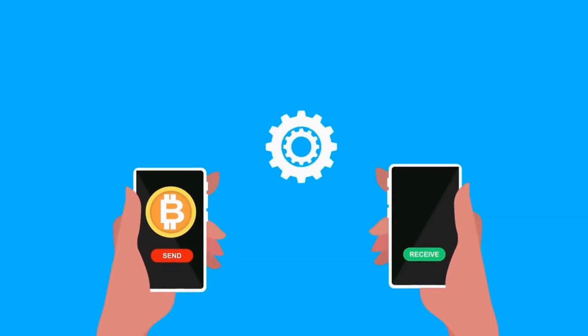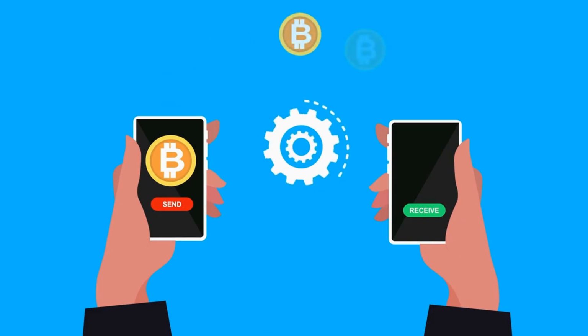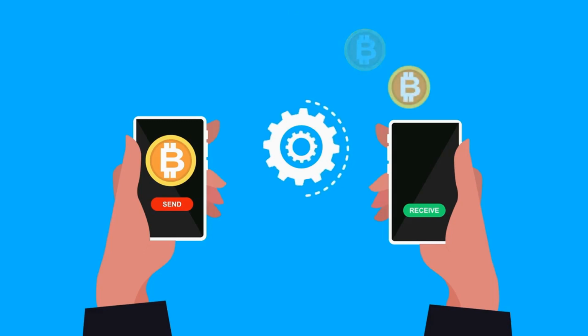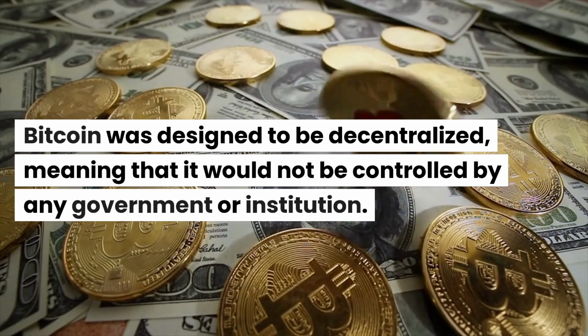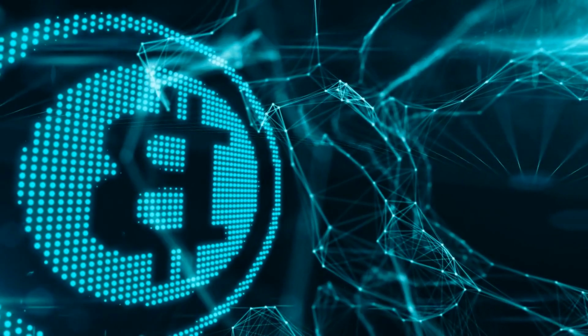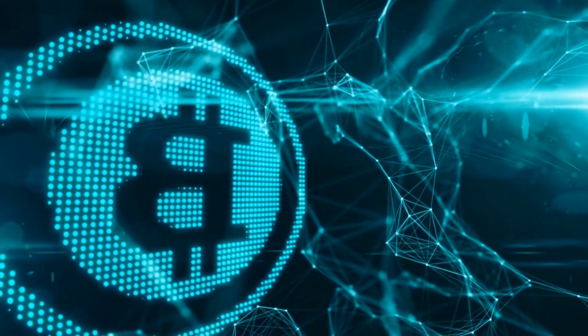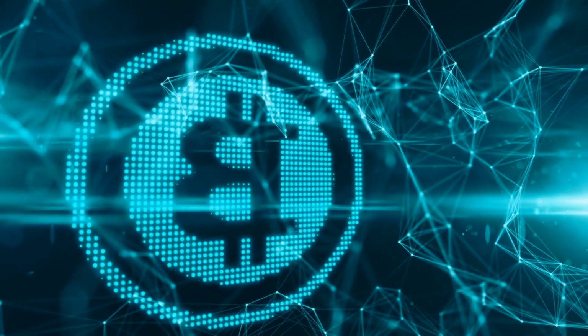In 2008, Nakamoto released a white paper entitled Bitcoin, a peer-to-peer electronic cash system, outlining a new type of digital currency that could be used for online transactions without the need for a trusted third party. Bitcoin was designed to be decentralized, meaning that it would not be controlled by any government or institution. Instead, it would be managed by a network of users who would verify transactions and add them to a public ledger known as the blockchain.